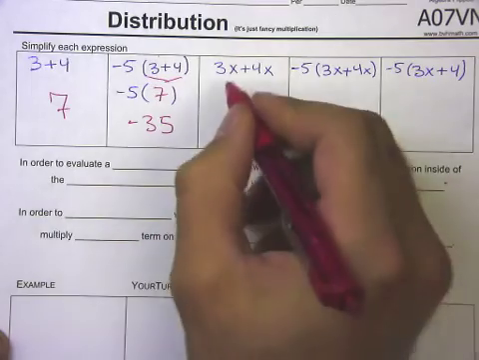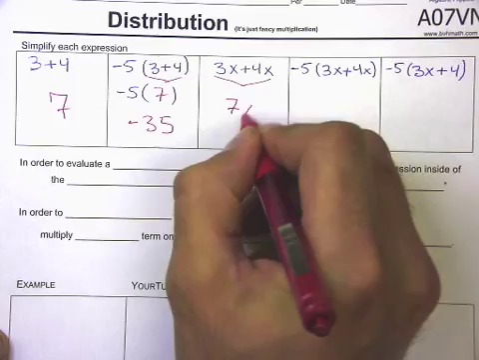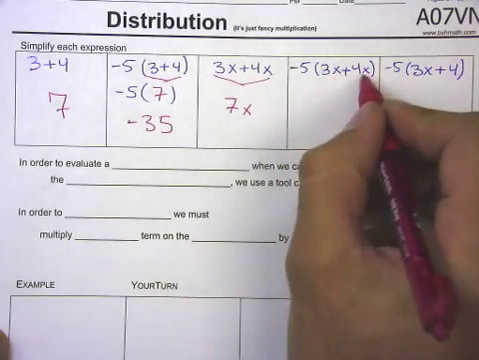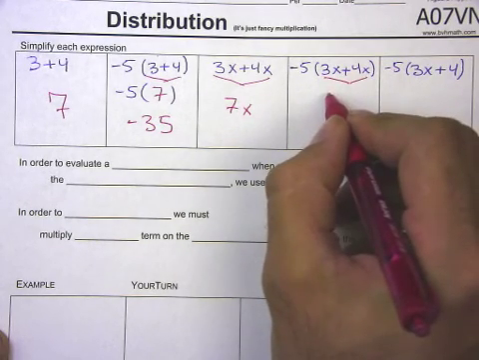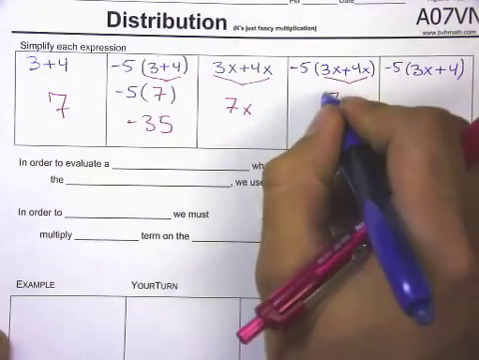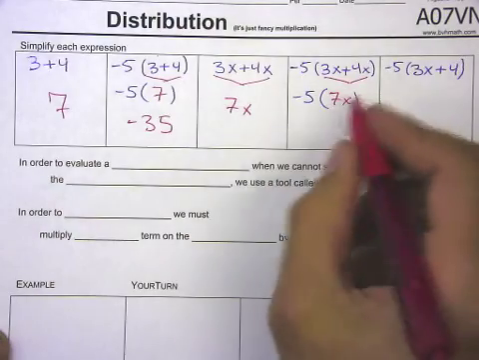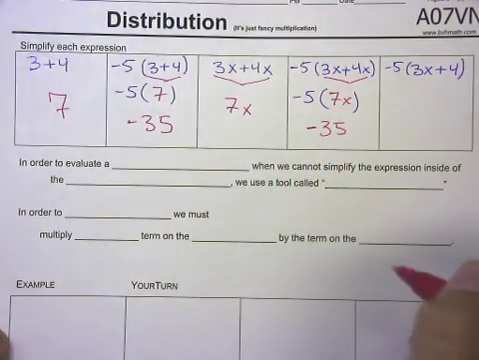For the next problem, we've just got combining like terms, right? 3x plus 4x makes 7x. Then on the next problem, we've got 3x plus 4x inside our parentheses. So PEMDAS tells us we can go inside there and simplify that first. 3x plus 4x is 7x. We've still got that multiplication times negative 5. So we've got negative 5 times 7x, which is negative 35x.